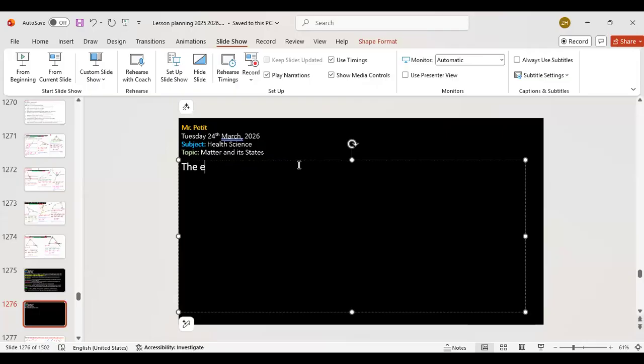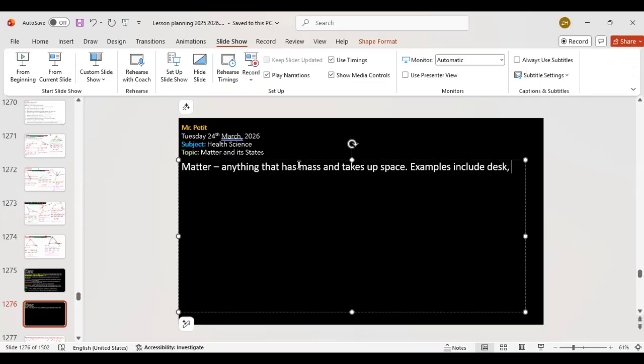What is the definition of matter? Matter is what? Anything that has mass and takes up space. Very good. Examples of matter are going to be what? A desk. Examples include a desk. What else?